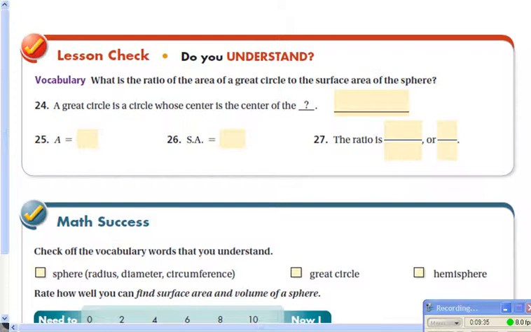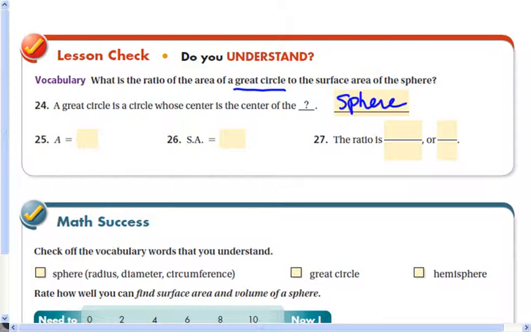All right, lesson check. What is the ratio of the area of a great circle to the surface area of the sphere? A great circle is just a circle whose center is the center of the sphere. So our area is equal to pi r squared, and our surface area is equal to 4 pi r squared. So the ratio is 4 pi r squared to pi r squared, or 4 to 1.